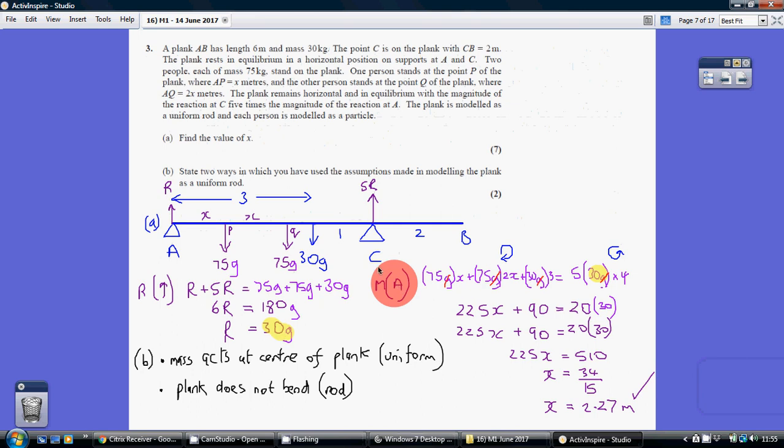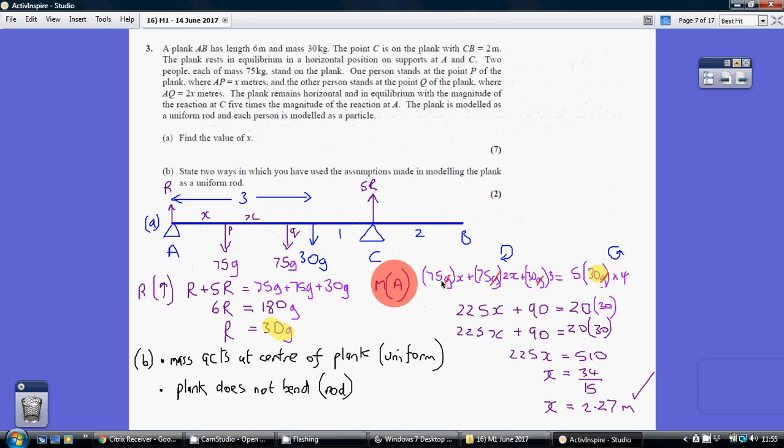To make life simple, it's easiest to take moments about A, because then everything is just to the right hand side of A, so we don't have to totally worry about exactly where P and Q sit, because they're to the right hand side, so they're bound to be generating clockwise moments. So choose to take moments about A.